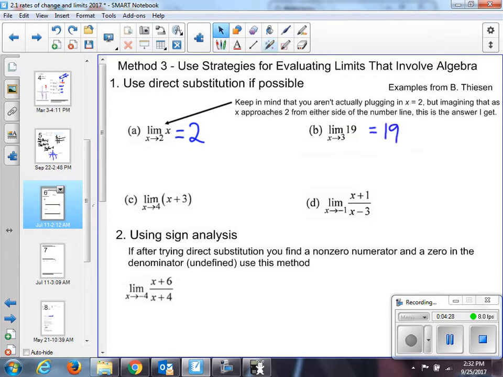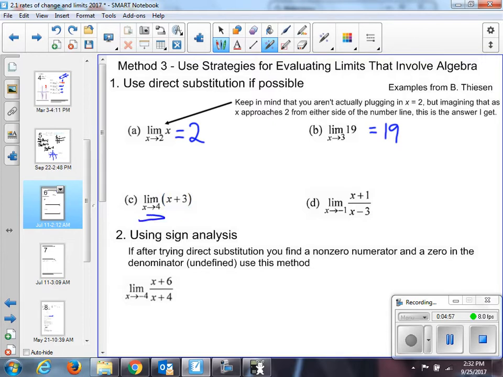Now these first 4 are supposed to be that simple. So if you had this graph of x plus 3, the function is x plus 3. That's a straight line. So that means if I put in values near 4, I could think 3.9 and 4.1 and 4.01, 3.99. But what's it going to approach? The same as when you plug in 4, right?